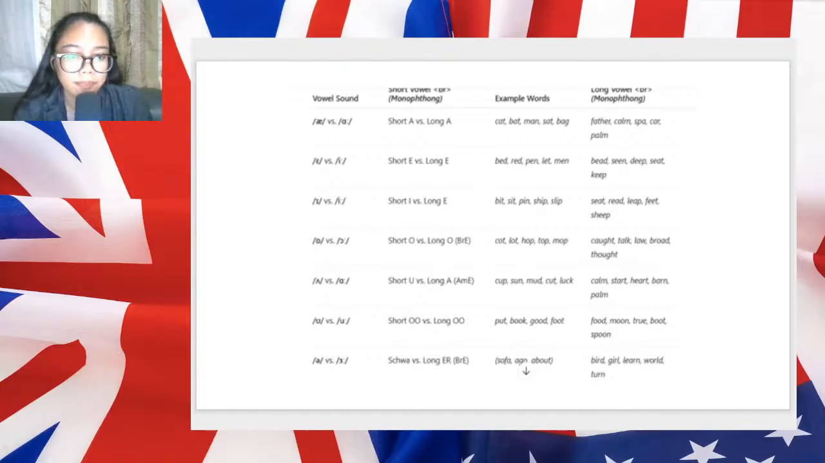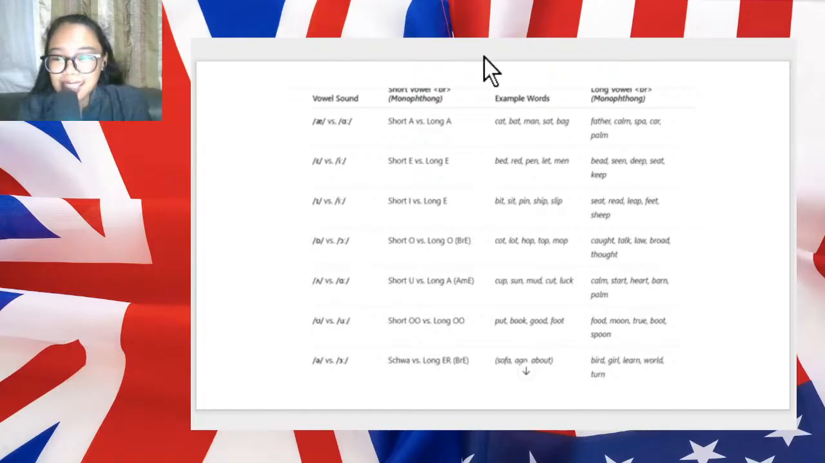Next, this one. Short vowel: cup, sun, mud, cut, luck. Long vowel: calm, start, heart, barn, palm. Next, for oo sound, short vowel: foot, book, good, foot. Long vowel: food, moon, true, boot, spoon. And lastly, we have the schwa sound. Short: sofa, ago, about. Long vowel sound: bird, girl, learn, world, and turn, of course.